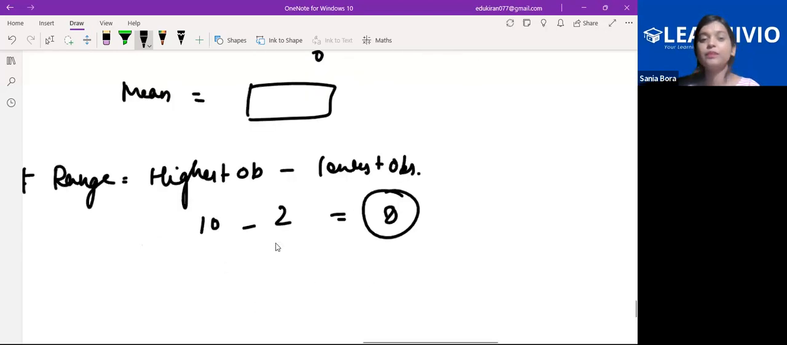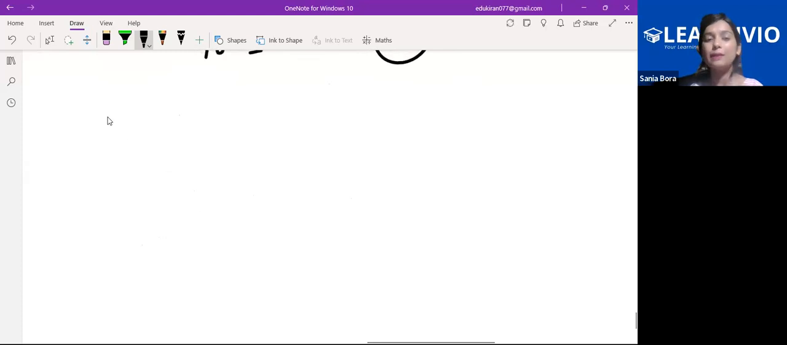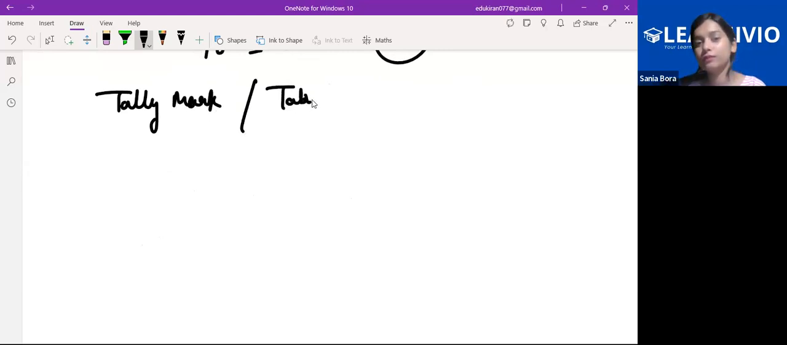Now, one thing is making the tabular form, the tally mark table. Sometimes we say tally mark. There are different types of this, like the pie chart, and that will come later on. Don't worry, right now we are on this only.